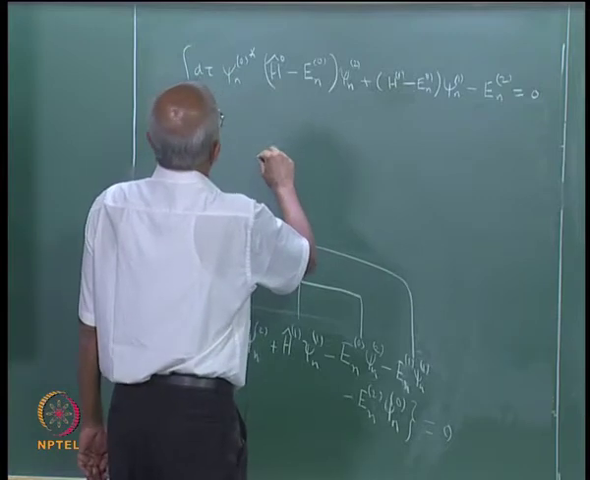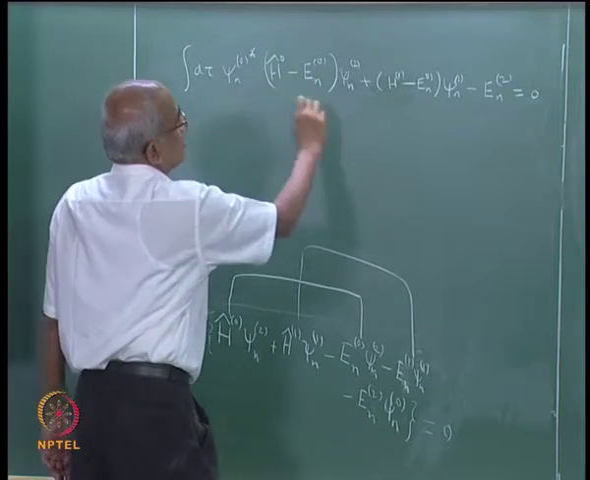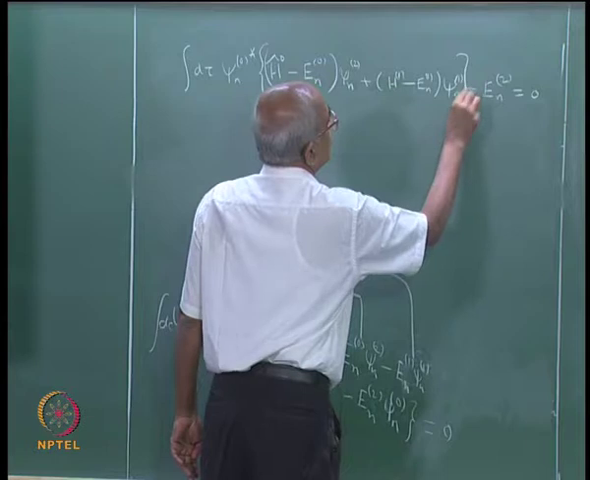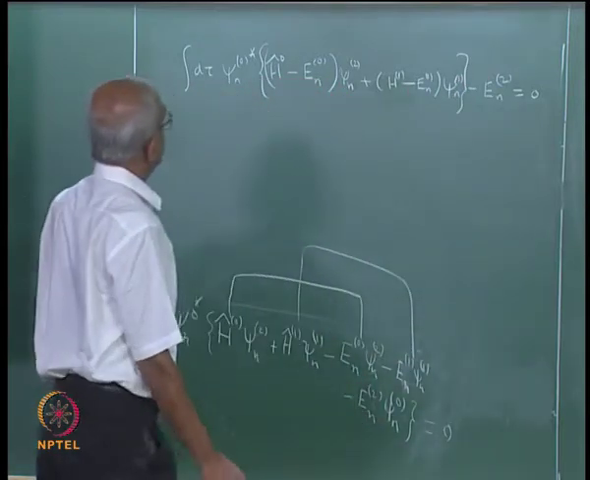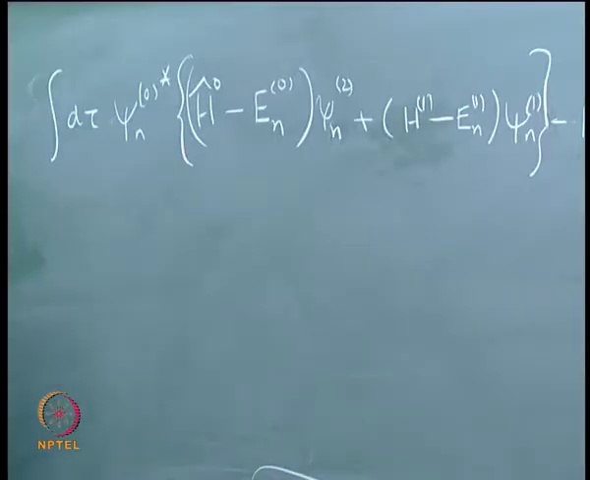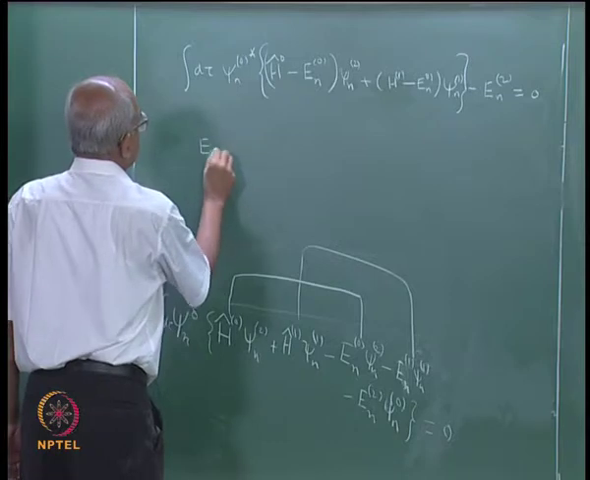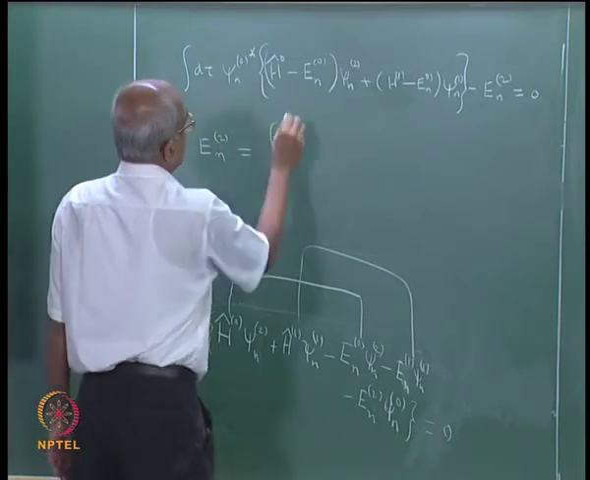Where should I put a bracket? Maybe the best thing is to put a bracket here. Or I can rearrange this and write En2 is equal to this integral.